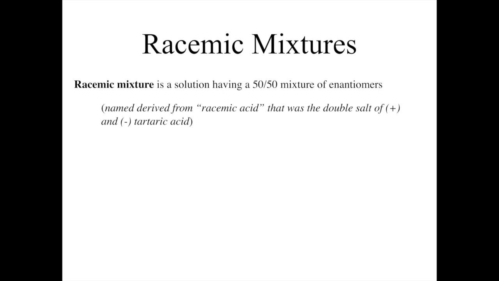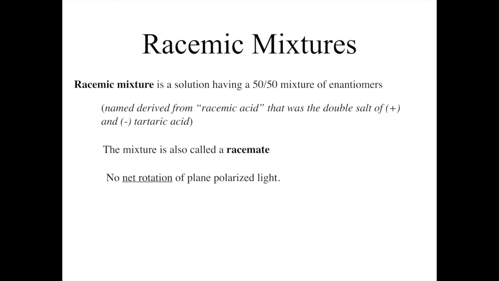Racemic mixtures are a special case. It is one in which you have a 50-50 mixture of enantiomers. This name is derived from racemic acid, that is a mixture of both enantiomers of tartaric acid. The mixture is also called a racemate. The net effect is no rotation of plane polarized light, because if it's a 50-50 mixture, each enantiomer is rotating the light an equal amount in opposite directions, and that cancels.